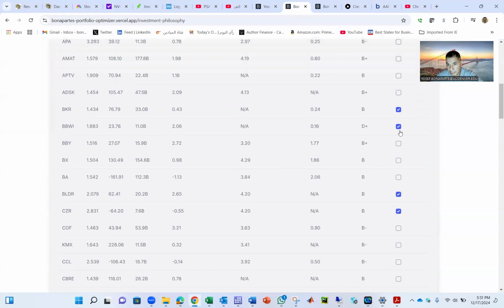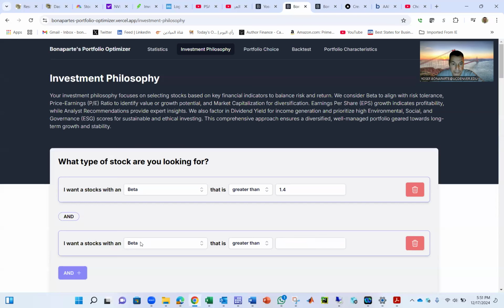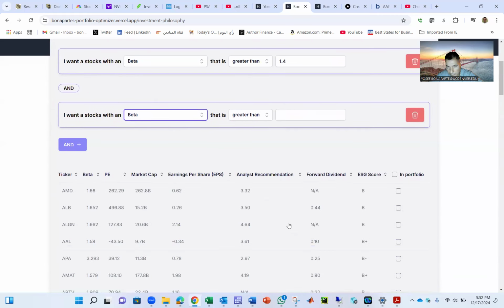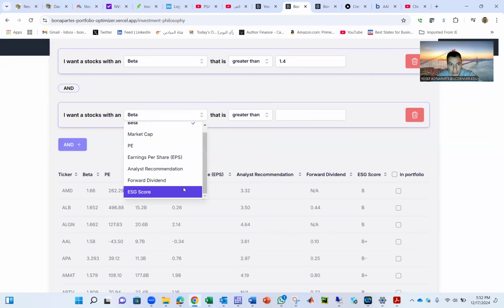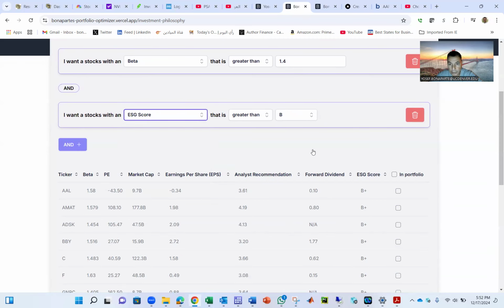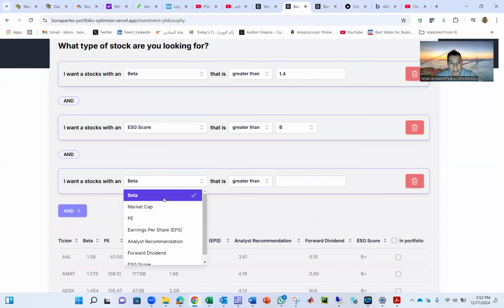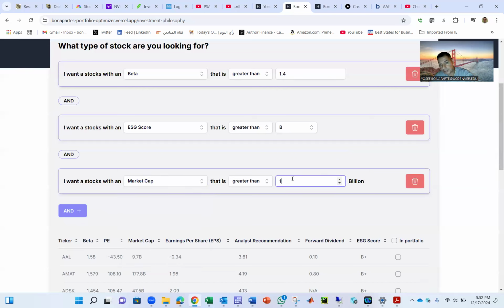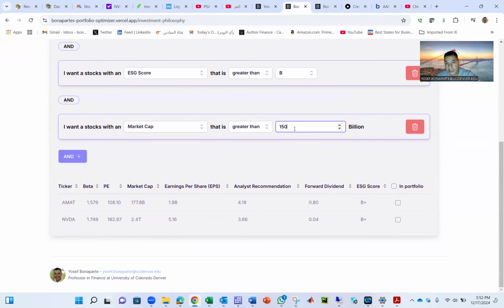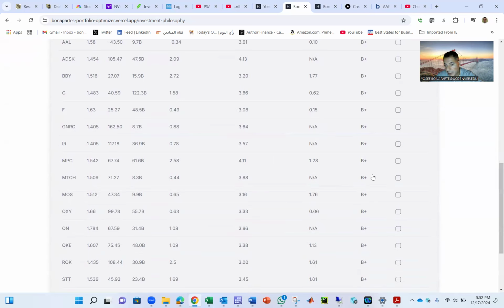So you have a lot of companies. Then you say, I care about ESG. I want the company to have a high ESG score, environmental, social. Maybe you say, I want ESG to be at least B. Now you have fewer companies. Maybe you say you want market cap of 150 billion or larger. That's your call. So now you have only 2 companies. Let's assume instead you want a small company, less than 150. Now you have a lot of companies here.